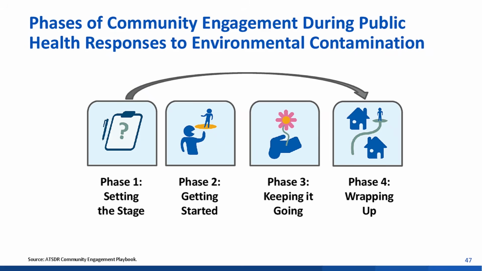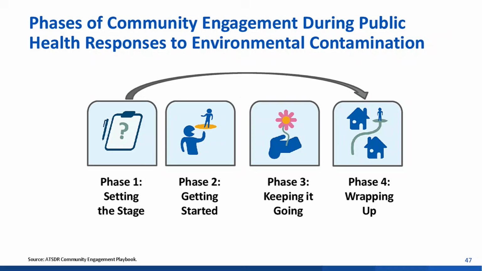The playbook articulates a new framework outlining 4 phases of community engagement that occur over the course of a public health interaction. The phases shown in this slide are: 1. Setting the stage. Pre-getting started. In this phase, learn who your community members are and start to learn about the community a little bit. 2. Getting started. Start to meet with people and learn about their community concerns.